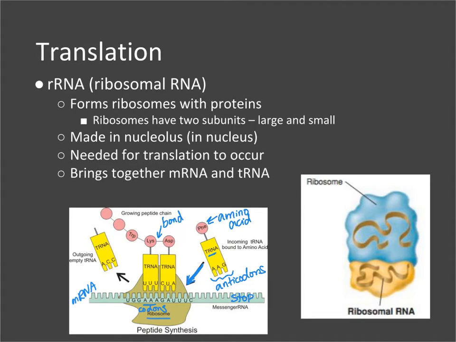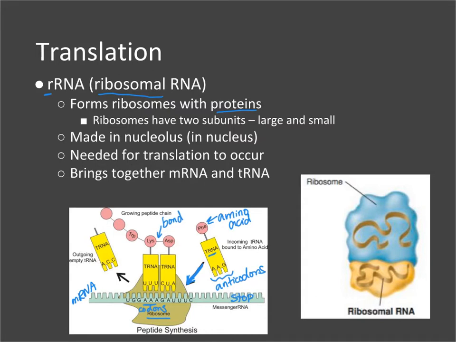Now remember that the ribosome itself is made up partially of RNA, and it's actually called rRNA, which stands for ribosomal RNA. And it just helps to make up part of the ribosome, and the rest of the ribosome is made up of proteins. And these ribosomes actually have 2 subunits. They have a large subunit and a small subunit. And these subunits can actually come apart and then come back together depending on their usage when they're being used.